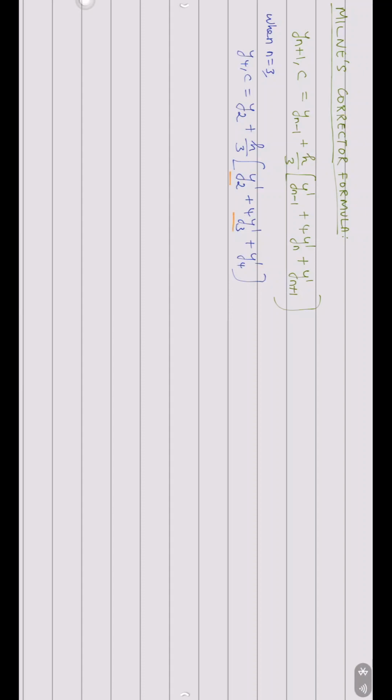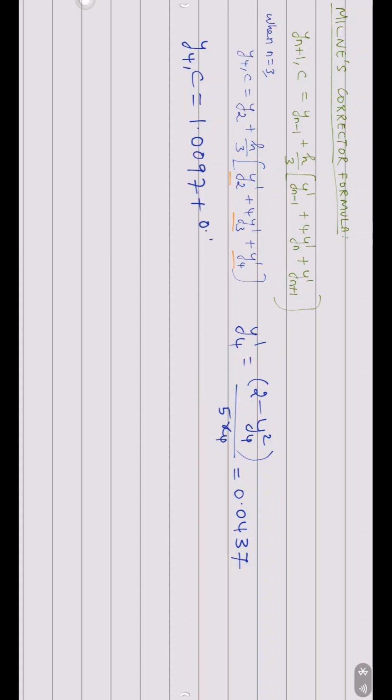We have already found y2 dash and y3 dash. To find y4 dash, we follow the same technique used to find y2 dash and y3 dash. Therefore, our y4 dash will become 2 minus y4 square, the whole divided by 5 times x4. The value of y4 dash on solving will become 0.0437.